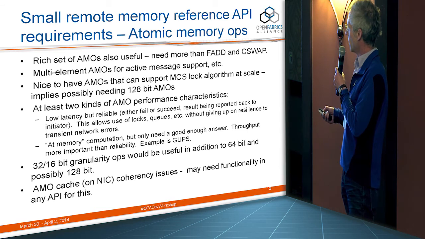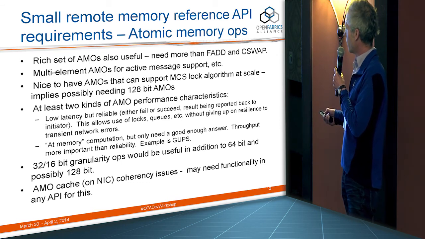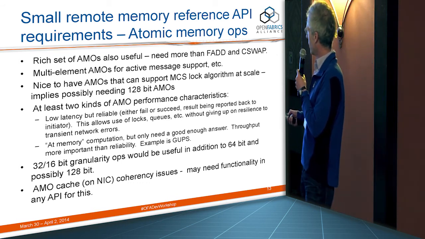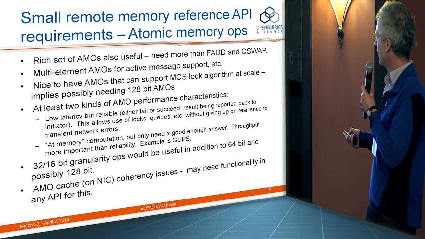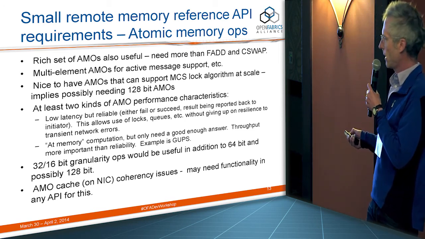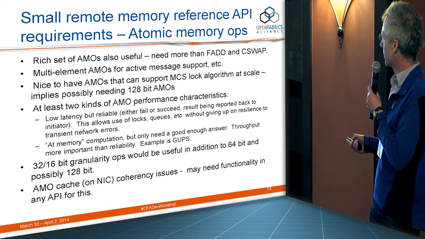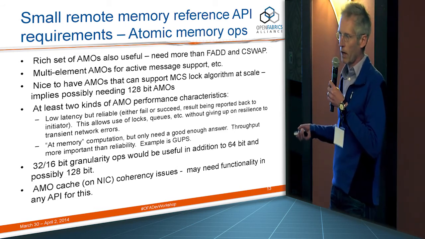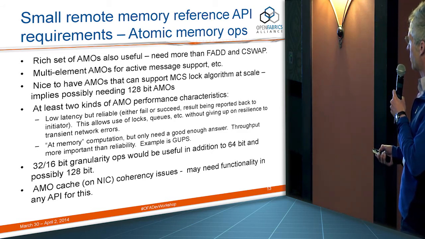There's the one that we want to be reliable for use with locks and queues, but not necessarily have to do them frequently. And then there's another type for East Coast customers where they want to have at-memory computation, but they only need a good enough answer. They don't need a super accurate answer. So their throughput is much more important than reliability. If a few AMOs fail, that's fine, we keep on going. More granularity in the ops, like 16 or even 8 bits were some requests.